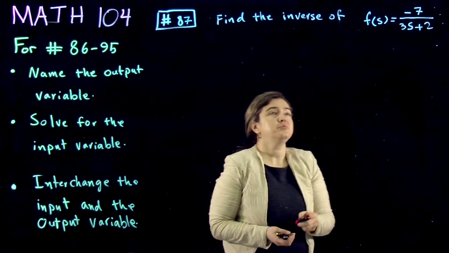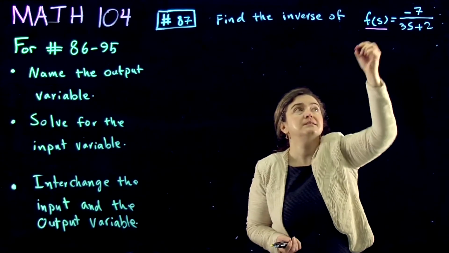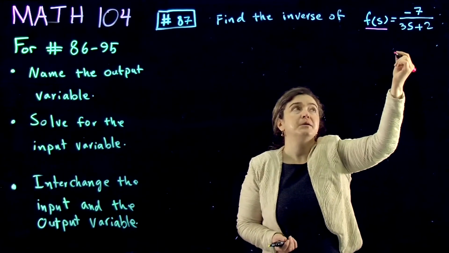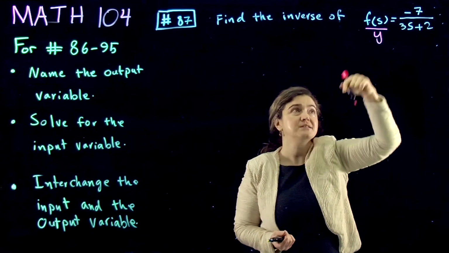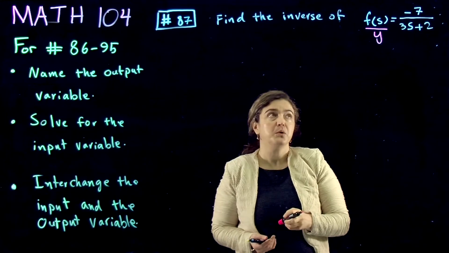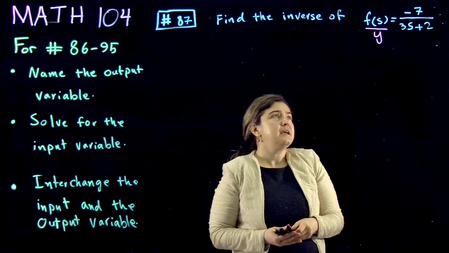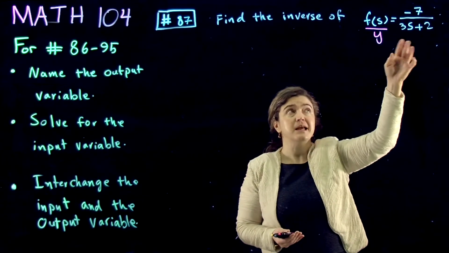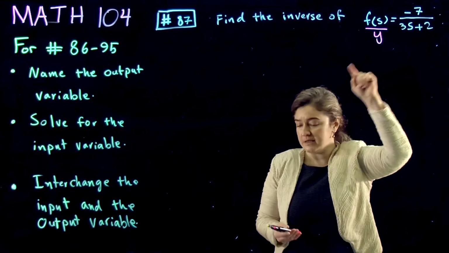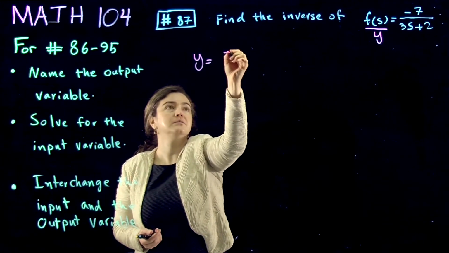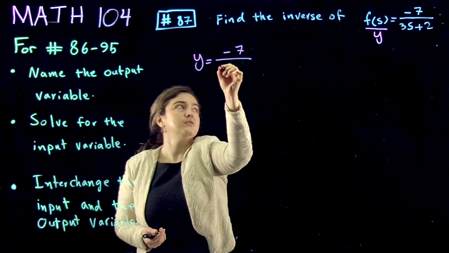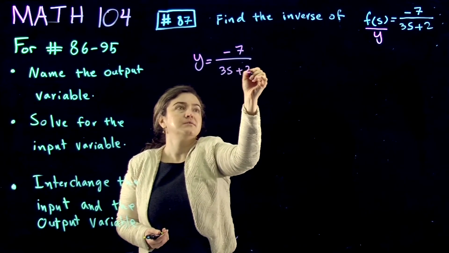And the output variable here, this is the output. I can name it whatever I want to, except for s, and so I name it y. And then the next step is to rewrite it with a new name. y is equal to -7 over 3s plus 2.